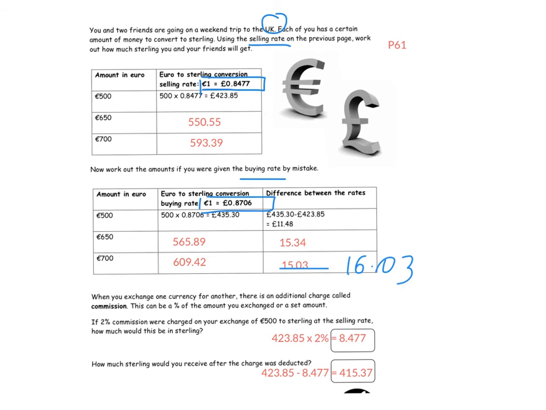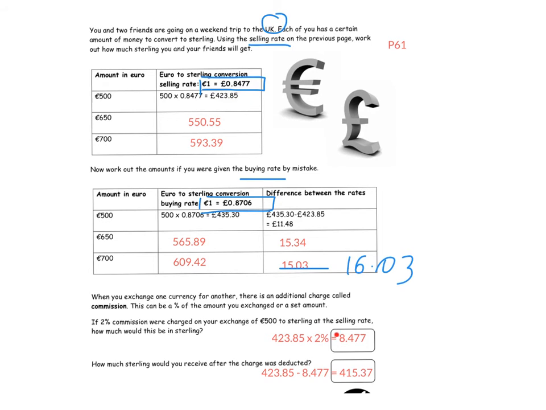Okay, and let's look at the second part. When you exchange one currency for another, sometimes you might be asked to pay commission. Okay, so let's look at how it works. Let's say we have 2% commission. We charge on exchange 500 to sterling at a selling rate. Selling rate, this is the first table. So we have 500 euro at the selling rate. So this amount of money is given.